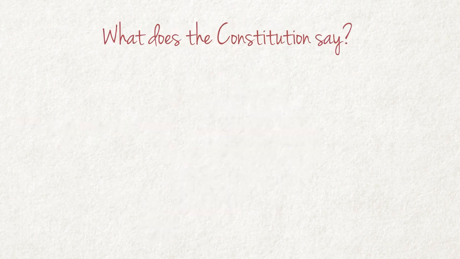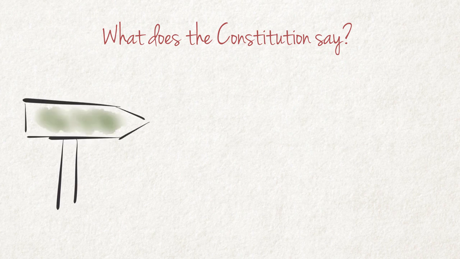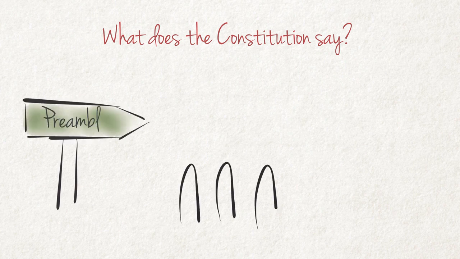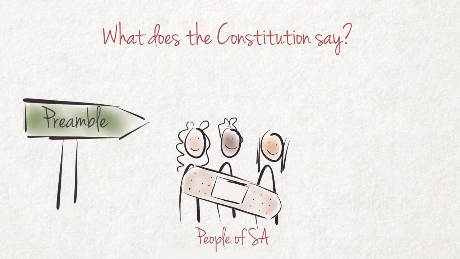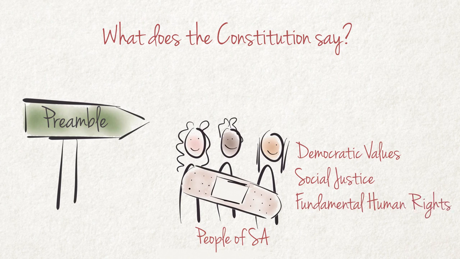Now let's have a closer look at our South African Constitution. The Constitution starts with a preamble, which explains its purpose. The preamble of our Constitution affirms that we, the people of South Africa, have freely adopted the Constitution to heal the divisions of the past and to establish a society based on democratic values, social justice, and fundamental human rights.